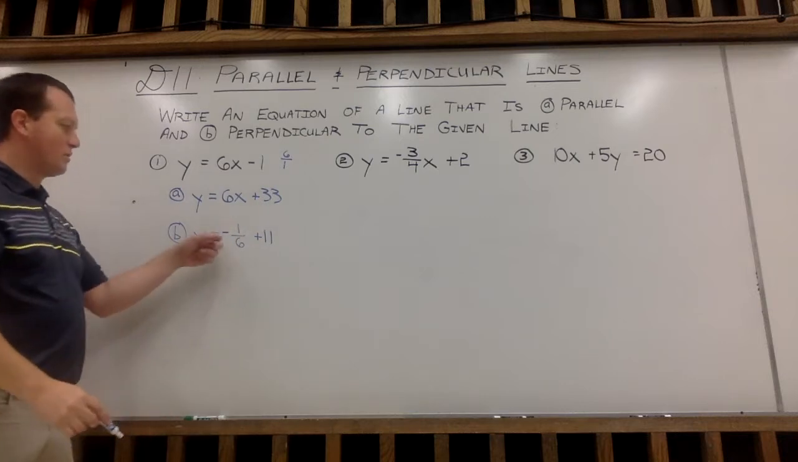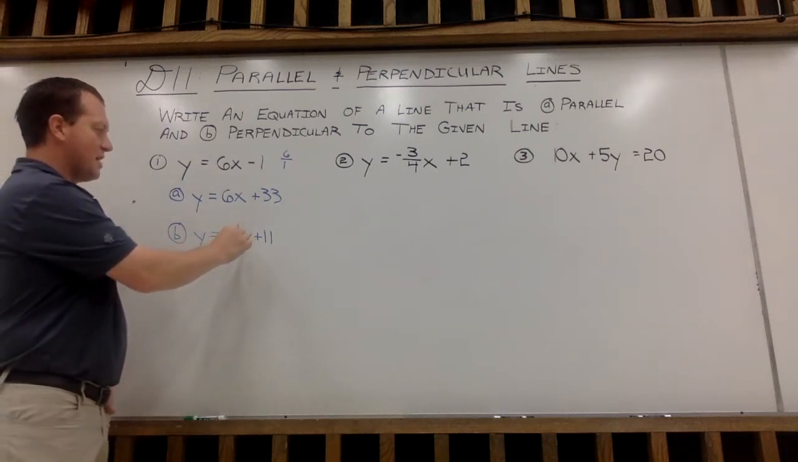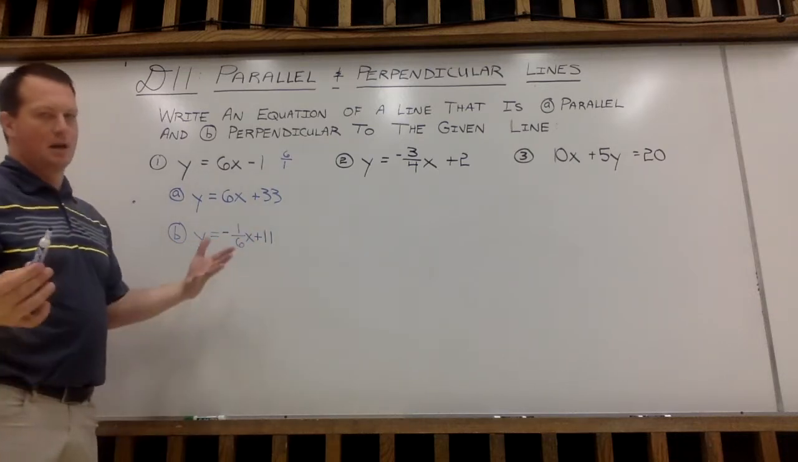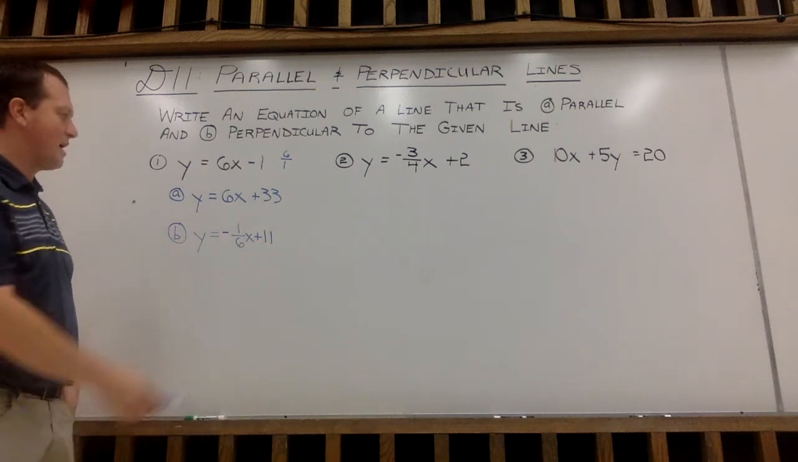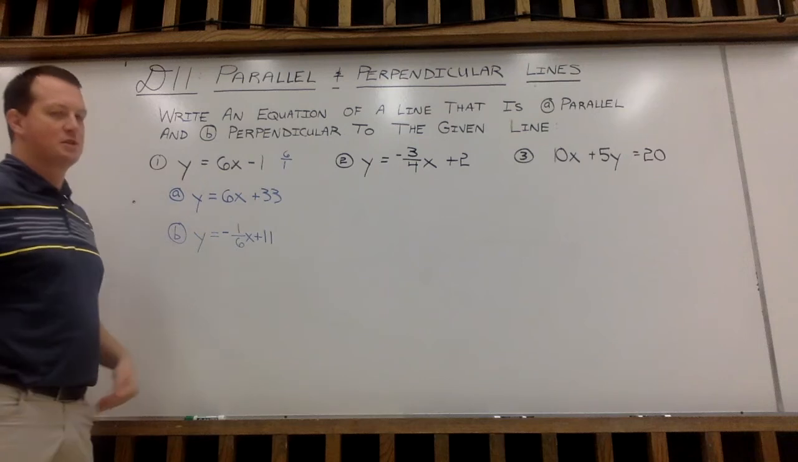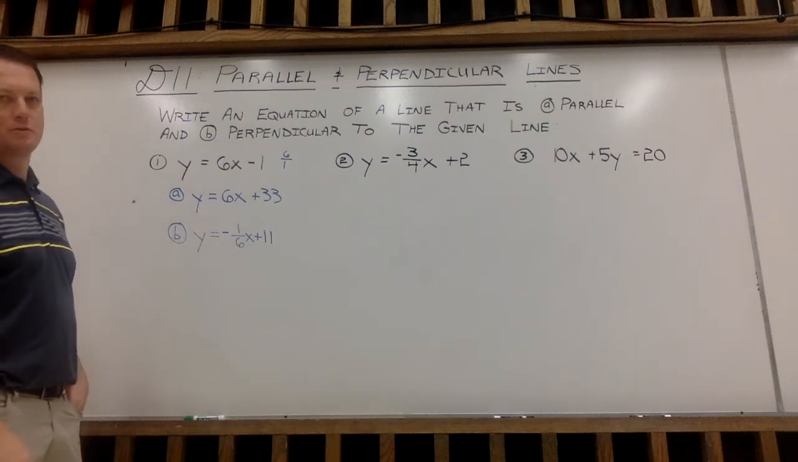So y equals negative 1 over 6x plus 11. Any number can be in for b, but the slope does have to be the opposite and reciprocal of positive 6 over 1, negative 1 over 6.